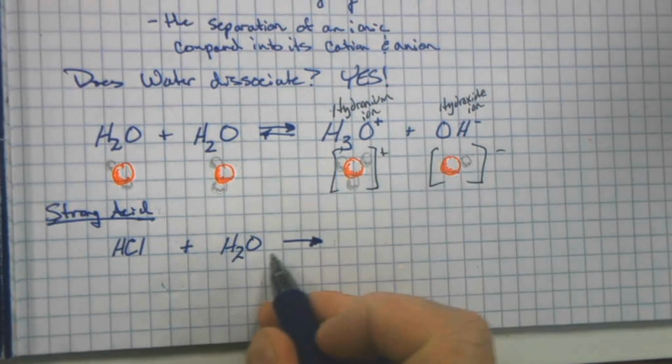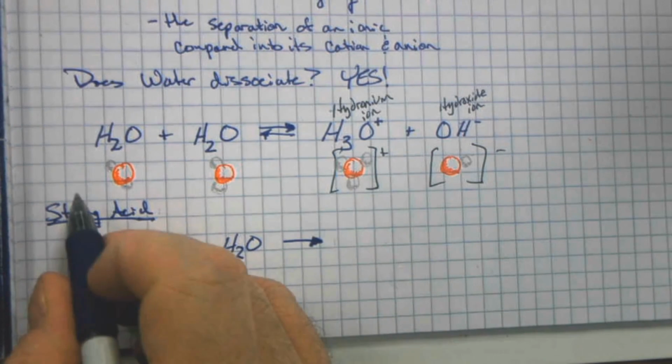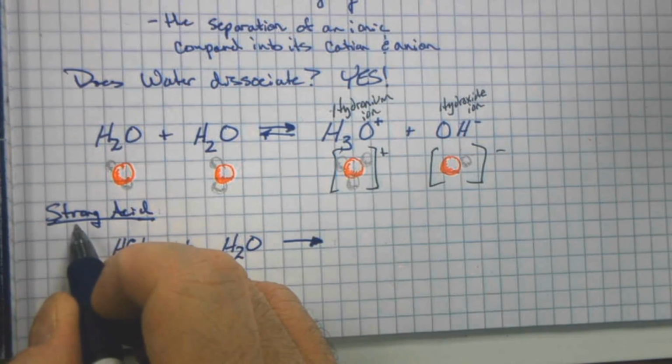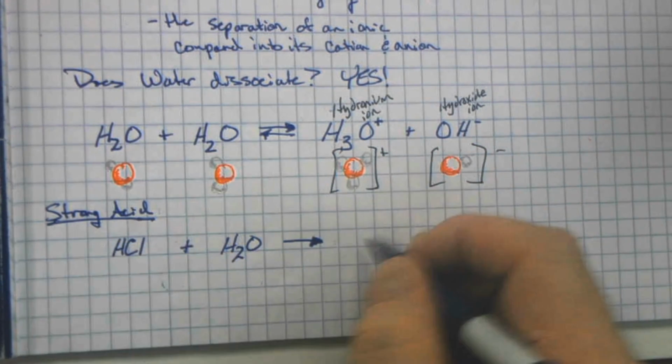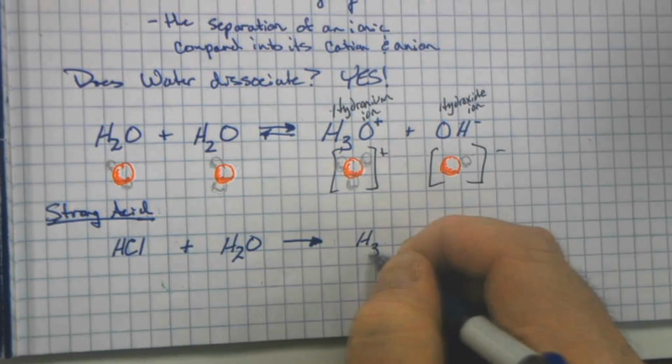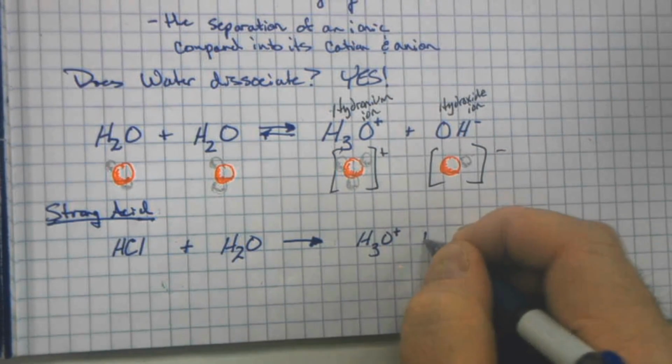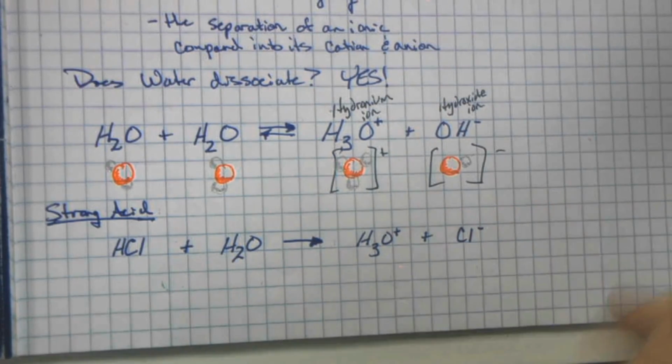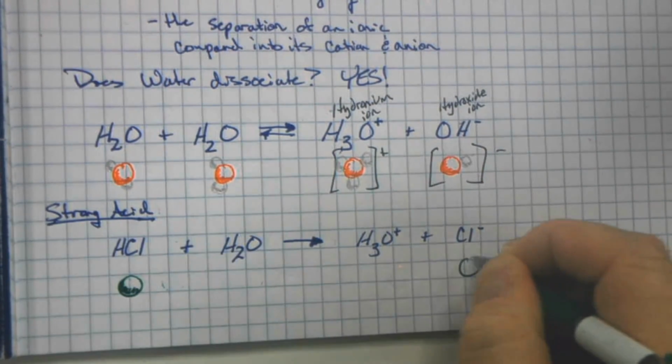it will dissociate completely, because it's strong, into hydronium and chloride ion. And by the way, we are using these colors according to the CPK.